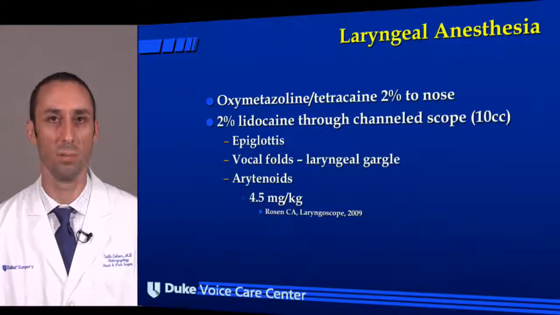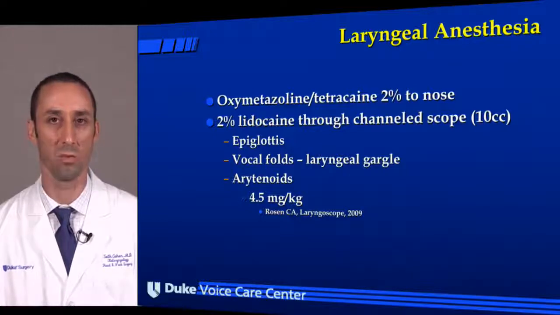Well, as I mentioned, this is done in a patient who's awake and unsedated, so we have to make sure that we have good laryngeal anesthesia for them to tolerate the procedure. So the way that I get somebody anesthetized is I use oxymetazoline and tetracaine, 2% to the nose. And then I'm going to use 2% lidocaine, no epinephrine, because we're applying this directly to the mucosa through the laryngoscope. And I typically use about 10 cc's or 10 mLs. So that's about 200 milligrams. And you want to first make sure that you anesthetize the epiglottis. The scope that we use, because it's channeled and also has a suction port, is larger than the typical flexible laryngoscope that we use just for diagnostic purposes.